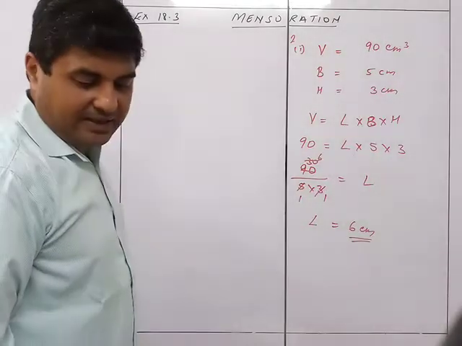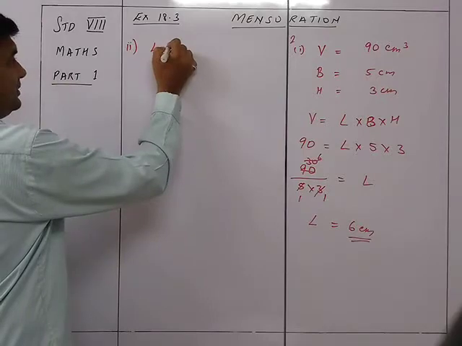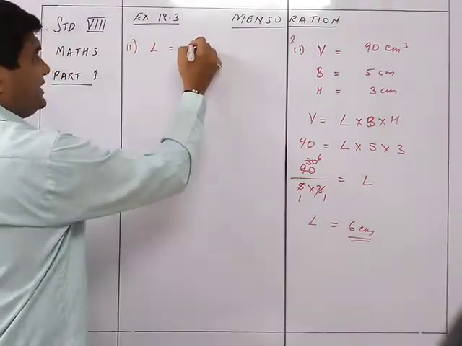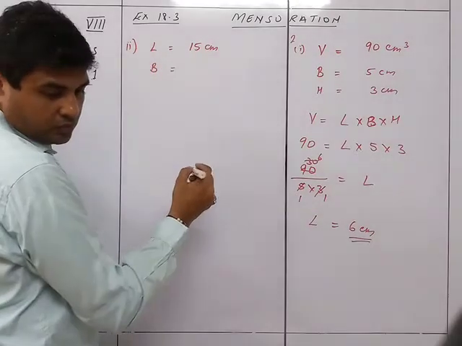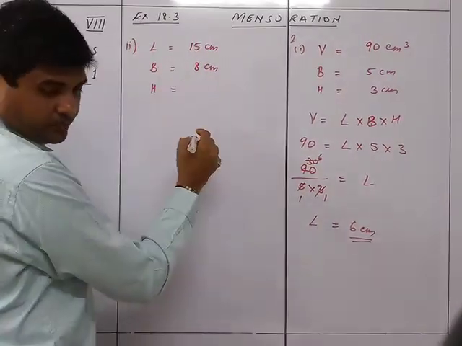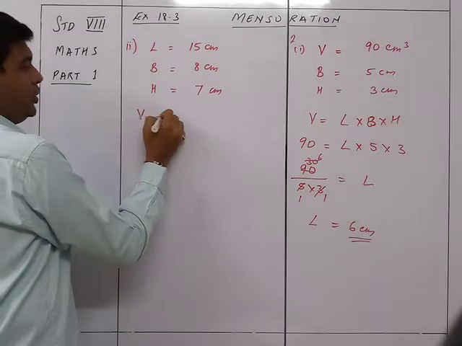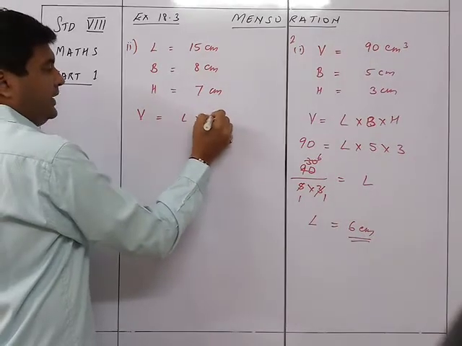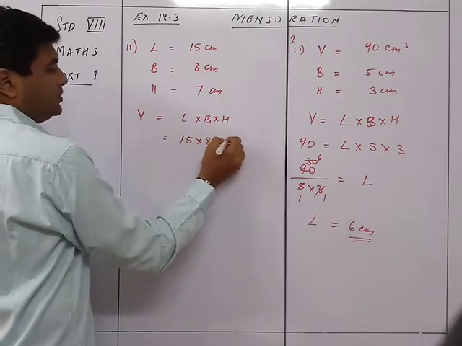They are given us the length, breadth and height of the cuboid. So it's given that length is equal to 15 centimeter, the breadth is equal to 8 centimeter, and the height is equal to 7 centimeter. So we need to find out the volume. Volume is equal to L into B into H. So that gives me 15 into 8 into 7.